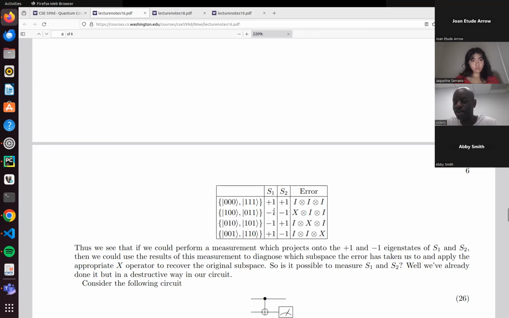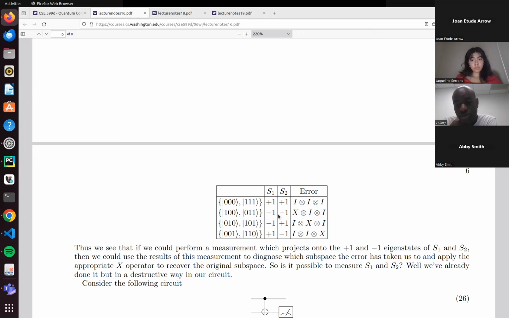If you get 1, sorry, also this is 1 1. Oh, sorry. Okay, this is confusing. I'll say +1 is 0 and -1 is 1. So if you get 1 1, then you know that an X error happened on your first qubit. That would be the X that we just covered, Jackie. Abby, you didn't see it. We talked about it in the very first part of the session, but the X is a Pauli X gate.